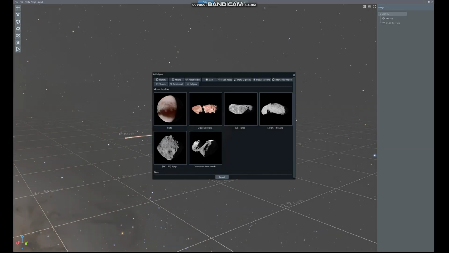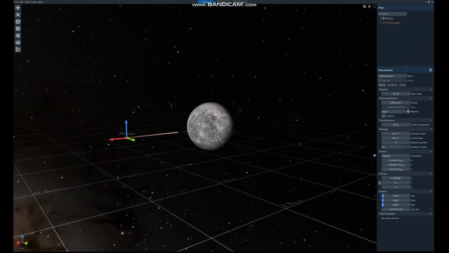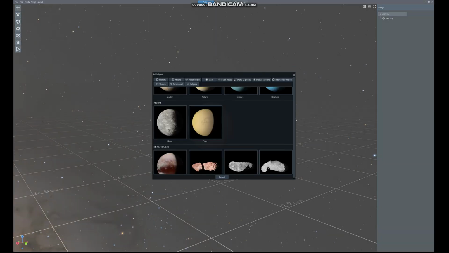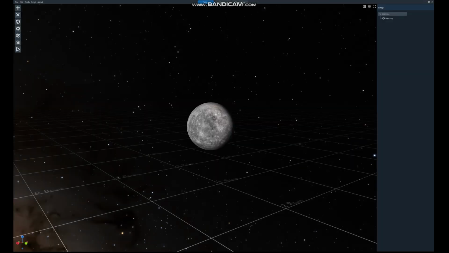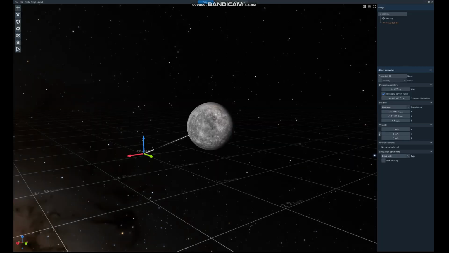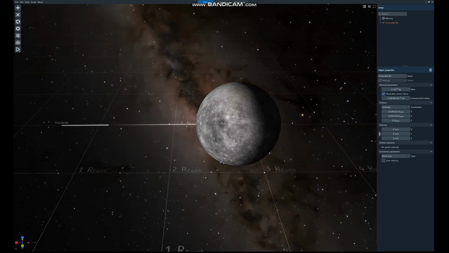Okay, so I kind of had this idea. What if we did Mercury versus a black hole? Yes, that's right. Okay, let's just stick it right there. Okay, so it's tiny. Like, it's really small, right? Let's make it a little bit bigger. All right.